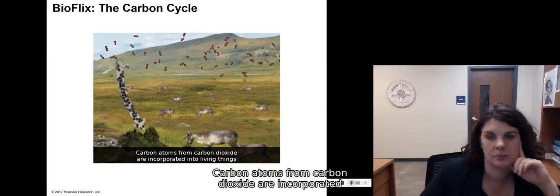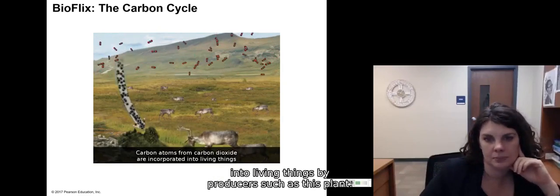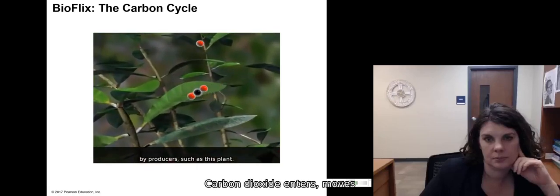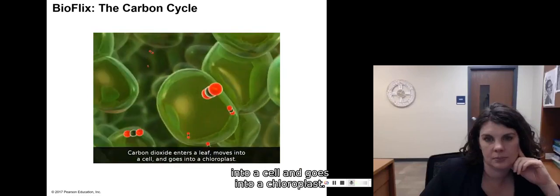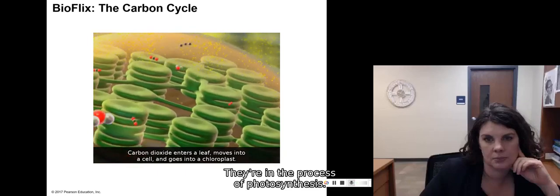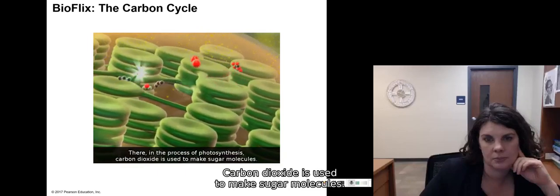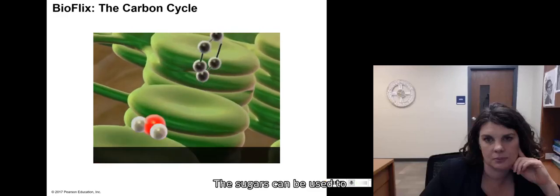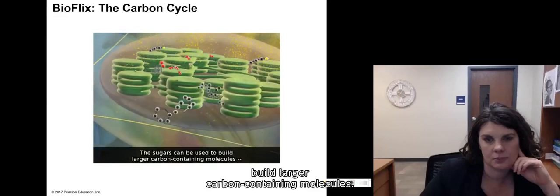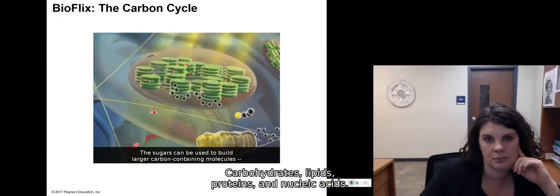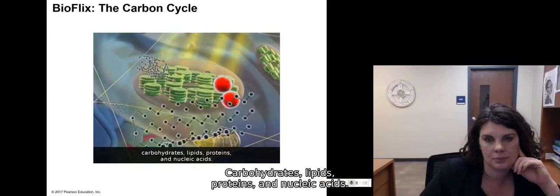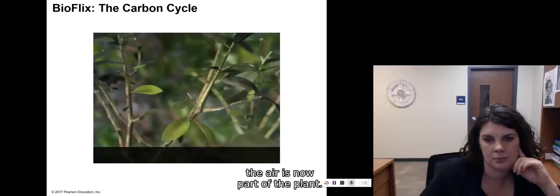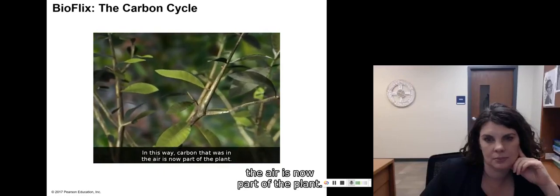Carbon atoms from carbon dioxide are incorporated into living things by producers, such as this plant. Carbon dioxide enters a leaf, moves into a cell, and goes into a chloroplast. There, in the process of photosynthesis, carbon dioxide is used to make sugar molecules. The sugars can be used to build larger carbon-containing molecules: carbohydrates, lipids, proteins, and nucleic acids. In this way, carbon that was in the air is now part of the plant.